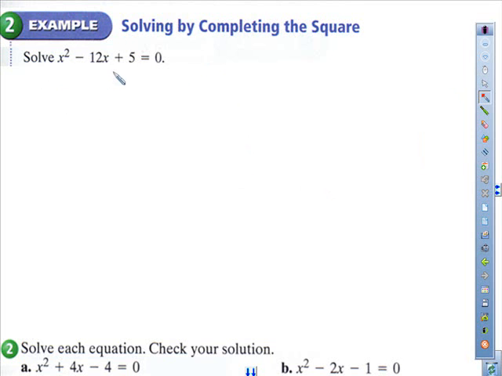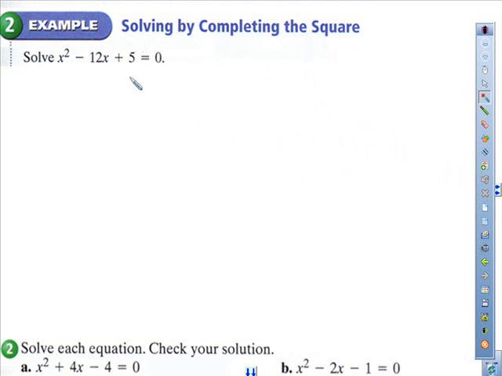If we try and factor this, 1 times 5 is 5, and we try to get negative 12. If you try to use the x right here to factor it, it doesn't work. The only way to get 5 is 1 and 5, and we'll never get negative 12. So the x doesn't work. In order to solve it, you could use completing the square or the quadratic formula.